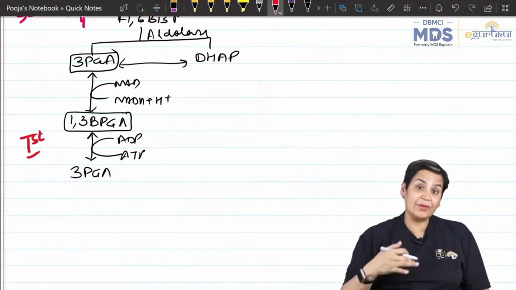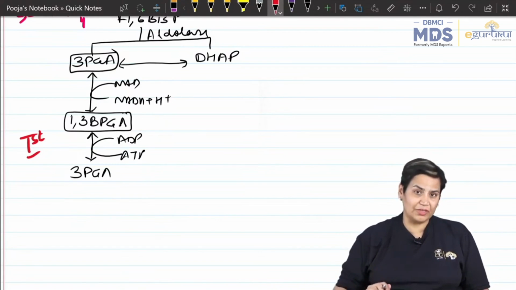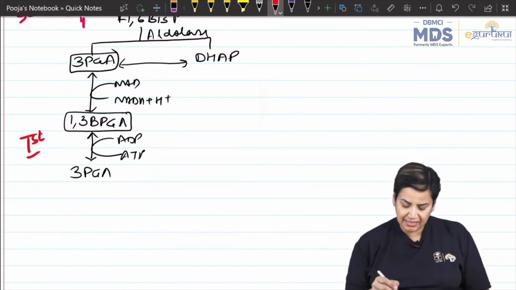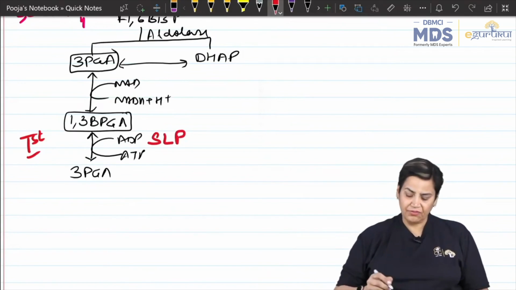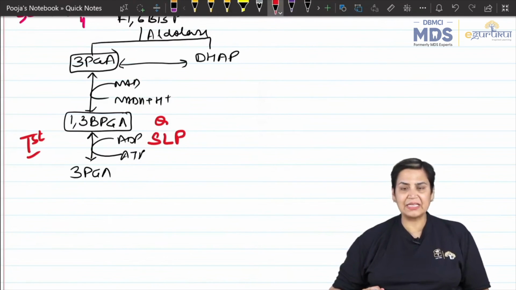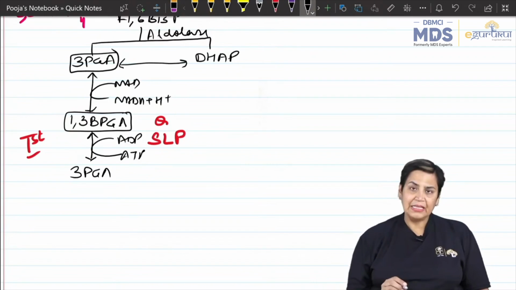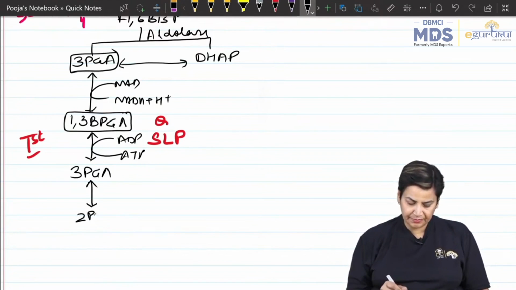Now see, ATP is coming from where? ATP is coming at the expense of the substrate, and this is substrate level phosphorylation. Very, very important question which is asked in the exam. This is the first step of glycolysis which represents this. Then coming over to the next step, this 3-PGA will be converted into 2-PGA.